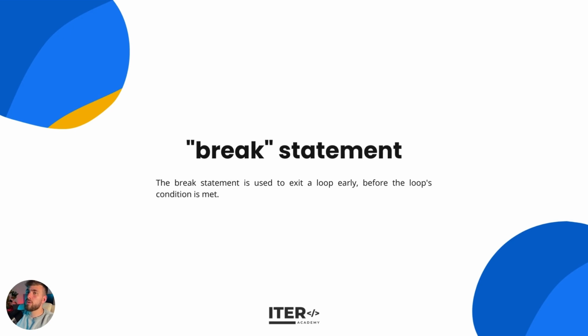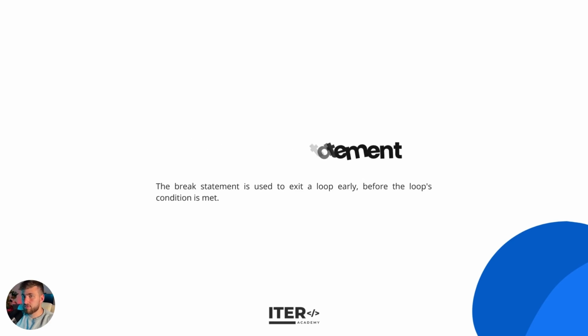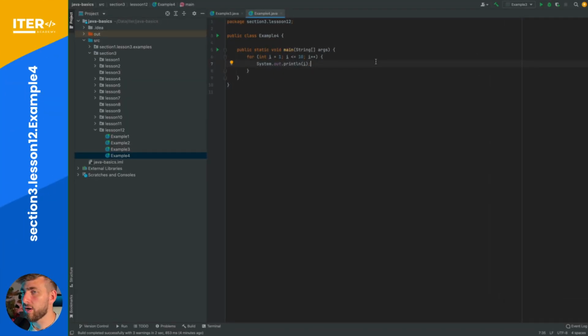Now, let's talk about the break statement. The break statement is used to exit a loop early before the loop's condition is met. For example, let's say we have a loop that counts from 1 to 10 and prints the counter to the console.